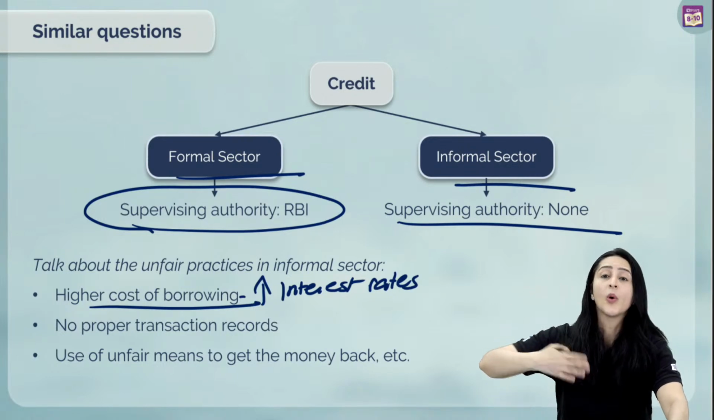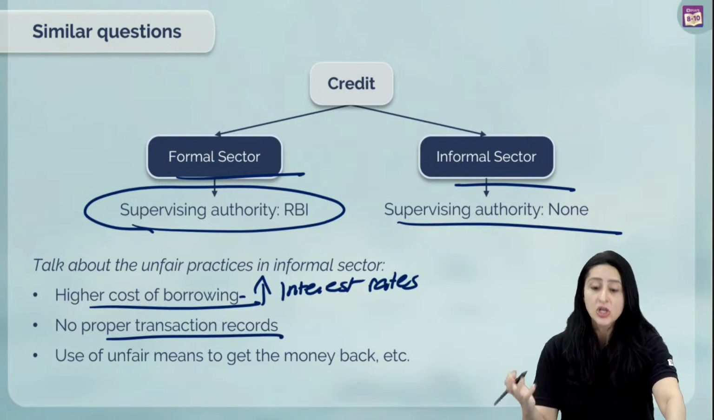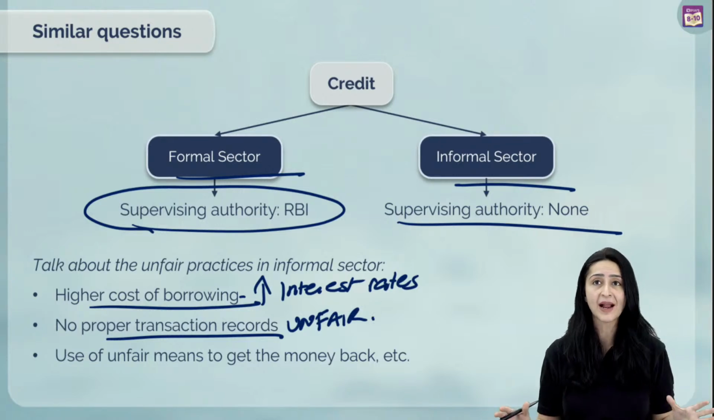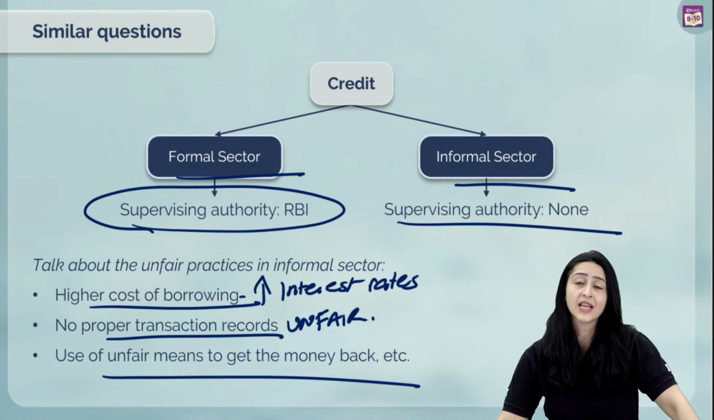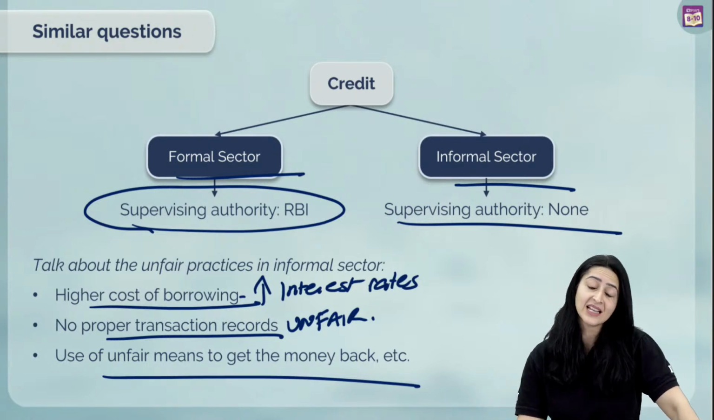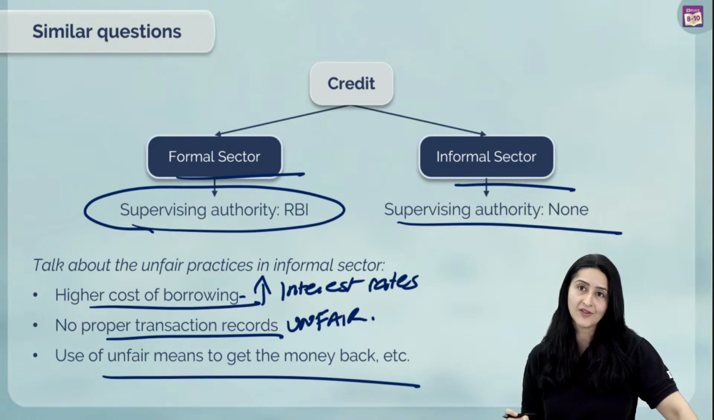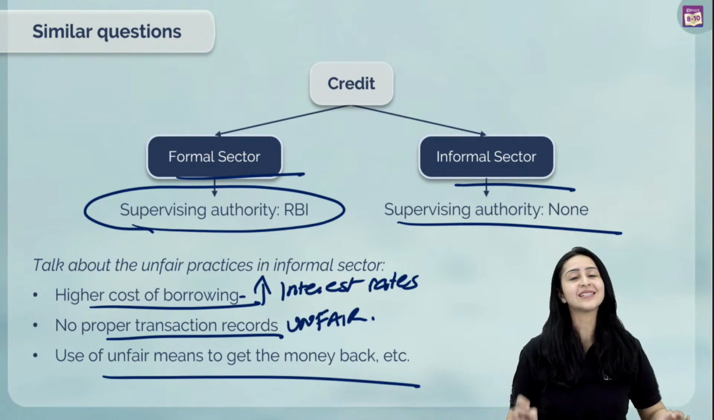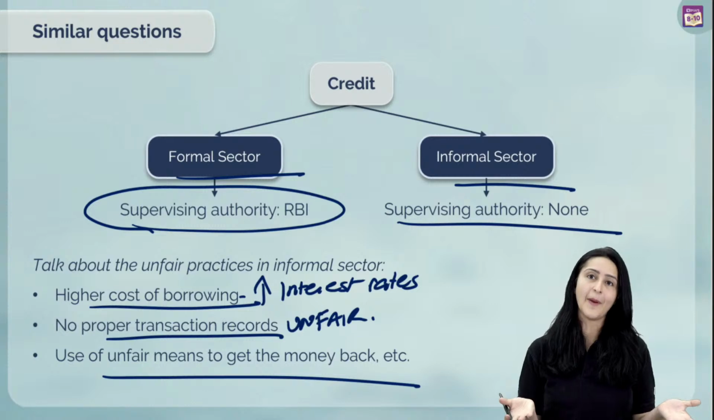They may go into a negative cycle of debt. There are no proper transaction records, so this tends to be very unjust or unfair. At any point in time, unfair practices can happen. Use of unfair means to get the money back, which means if the borrowers cannot give the money back to the lenders, then even unfair and unlawful practices could be used. And in this sense, it is very important to have a regulatory body like the RBI that is supervising credit, right? So these are the possible questions that you could get about the RBI.